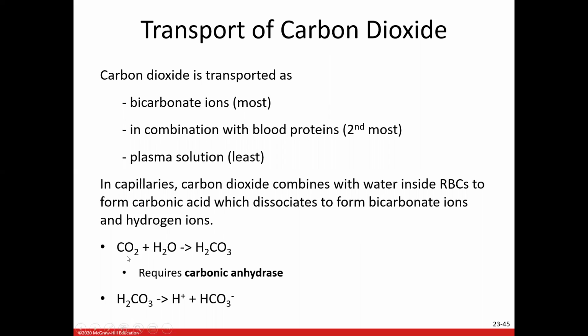So your CO2 right here mixes with water and forms your carbonic acid. This occurs with the enzyme carbonic anhydrase. If you don't have carbonic anhydrase, you don't have any production of carbonic acid. Then that carbonic acid dissociates, which just means it breaks down, into hydrogen atoms, which are responsible for the pH levels, and your bicarbonate ion.